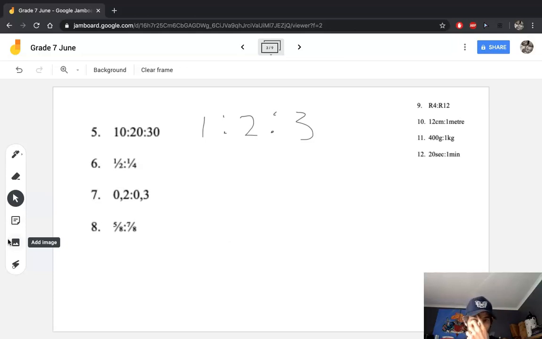So how do I get rid of the denominator in a half? If I've got 1/2 is to 1/4, that's what we're looking at. I can multiply a half by 4, that's going to give me 2. And I can multiply a quarter by 4, and that's going to give me 1. So my simplified ratio there is 2 is to 1. Okay, let's just create some space quickly. So that's 2 is to 1.